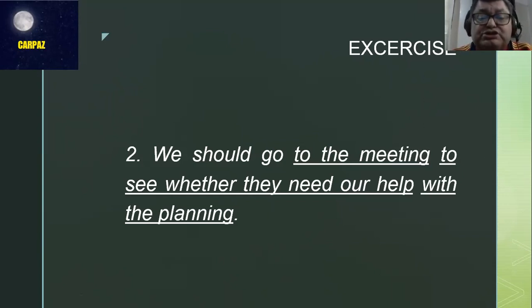So this one, to see whether they need our help, is an infinitive phrase. And the last one, with the planning, is again a prepositional phrase because it begins with the preposition with. So the best advice I can give you guys: go back and study again the most common prepositions in the English language. Many of you already know them. The only thing you have to do is remember them, and that is very easy.